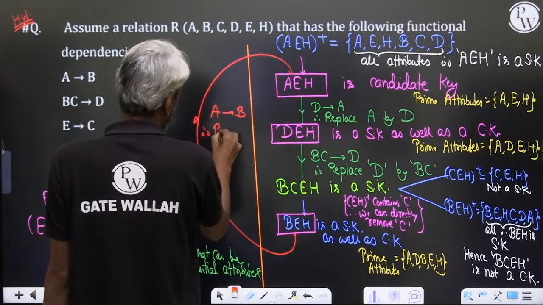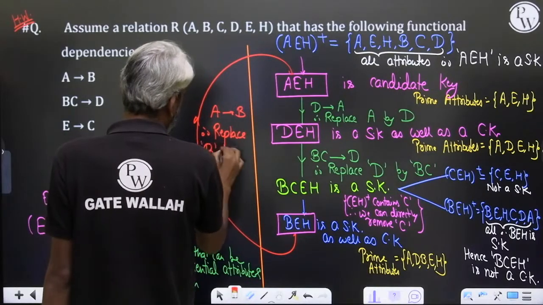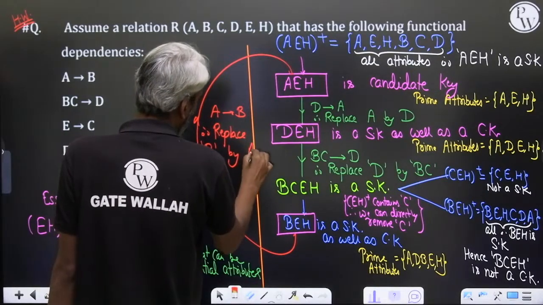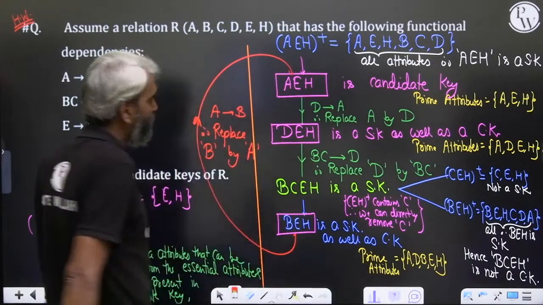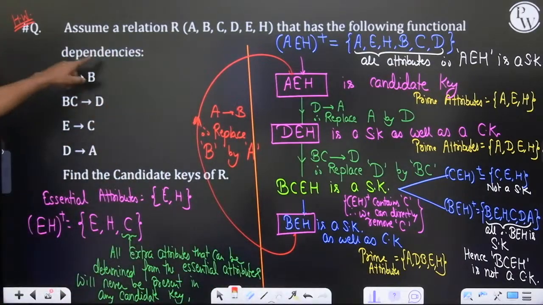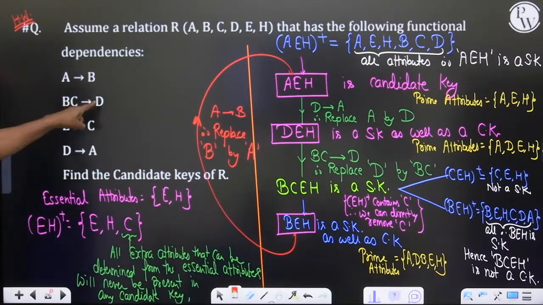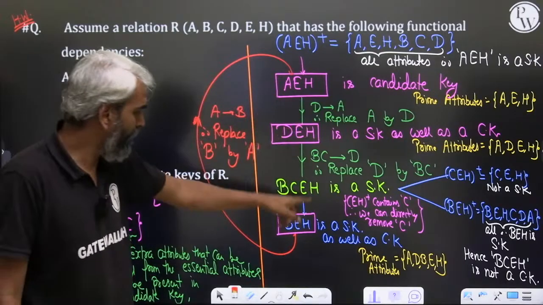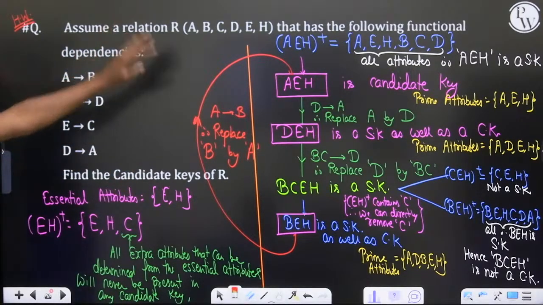Therefore, replace B by A. If you do so, you will again get the same candidate key, that is AEH. Sir, in AEH, the only thing that can be replaced is A by D. We have done that. Sir, in DEH, the only replacement possible is that you can replace D by BC. We have done that and we have found BEH as a new candidate key. Now in BEH, the only possible replacement that can be done is to replace B by A, and by doing so, you will get AEH.